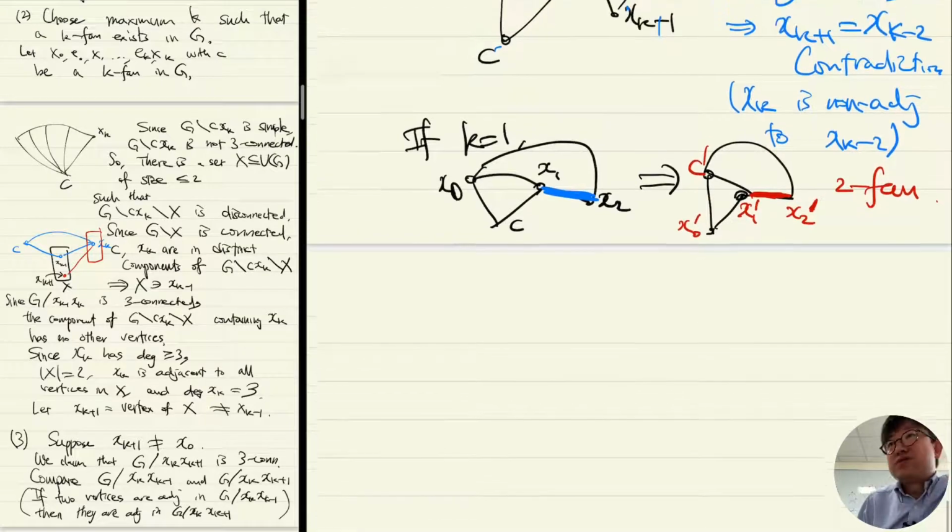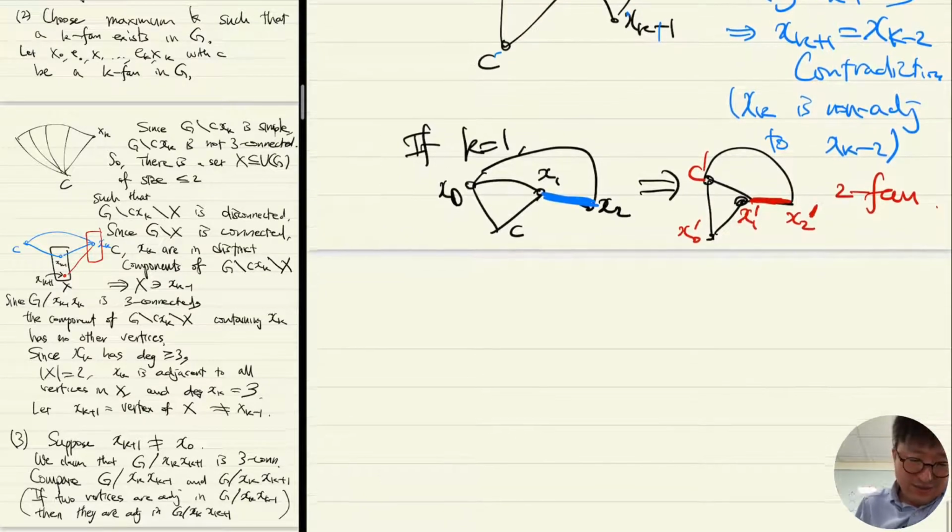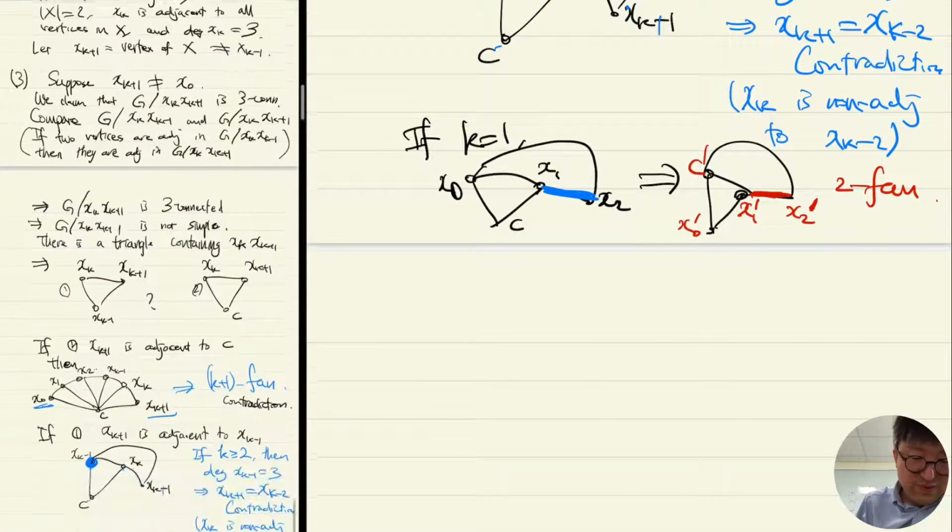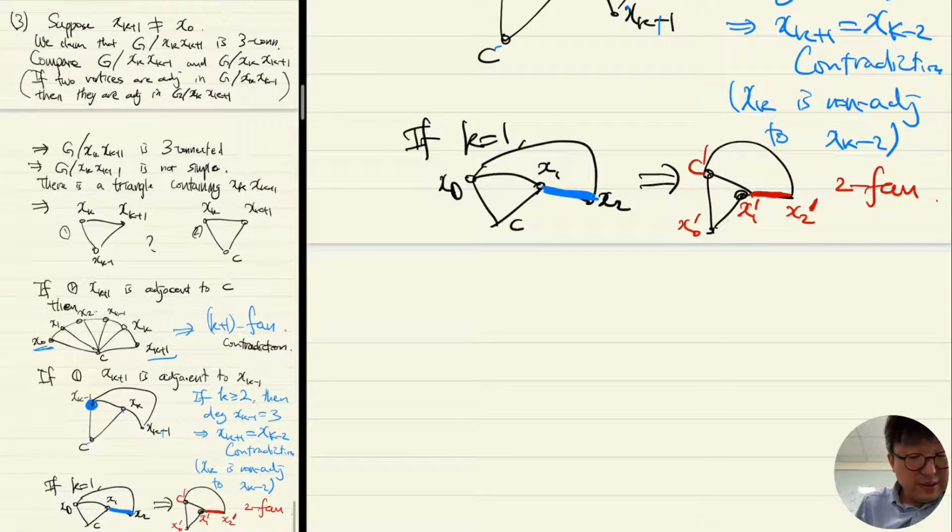All right, so what did we do? We proved that xk plus 1 is equal to x0.